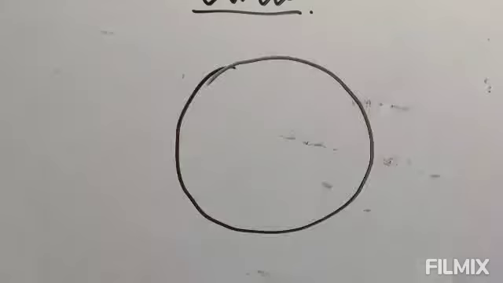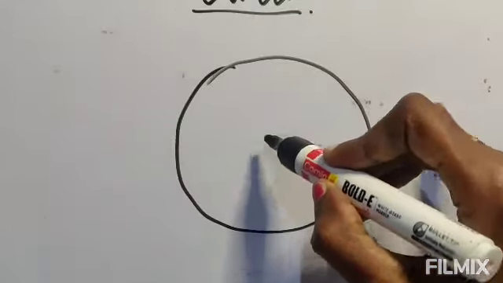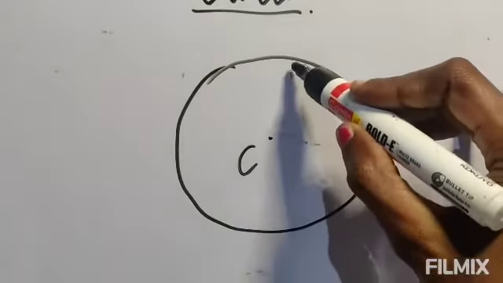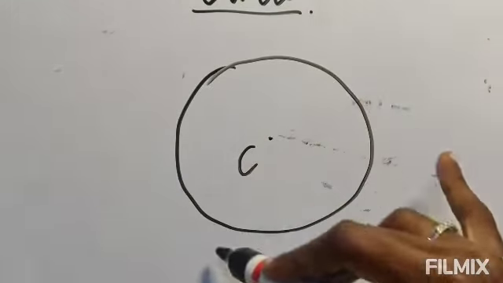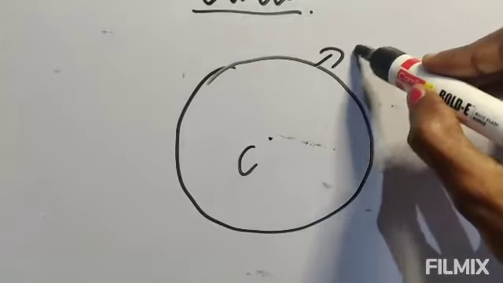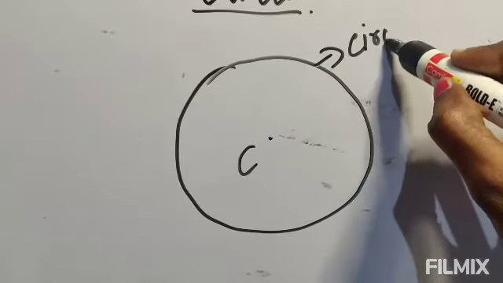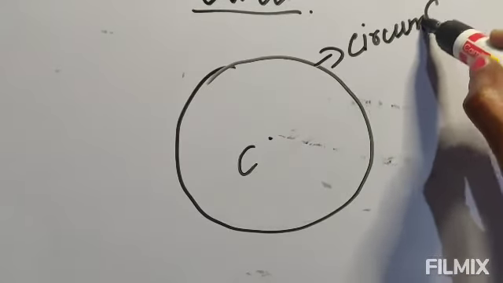This is the center, and this boundary line on the outside is called the circumference.